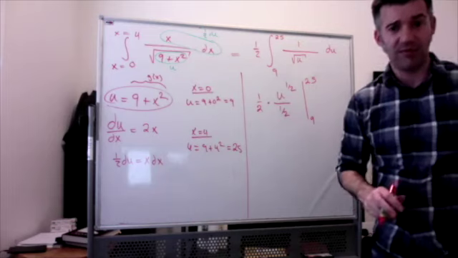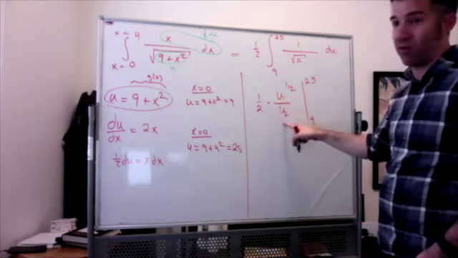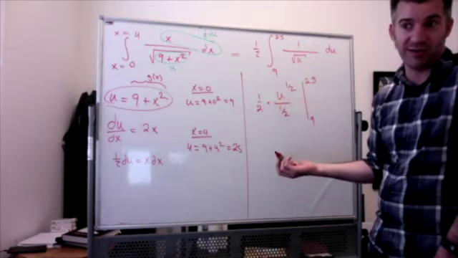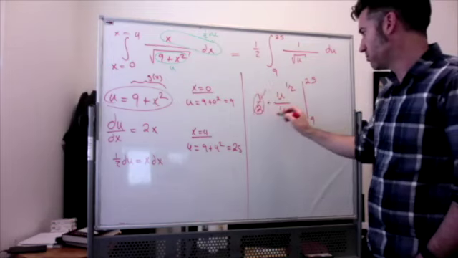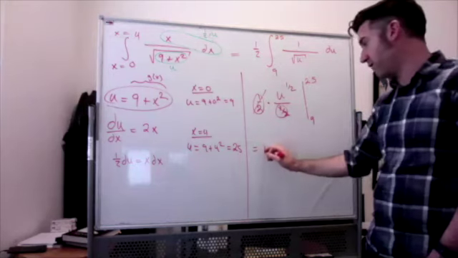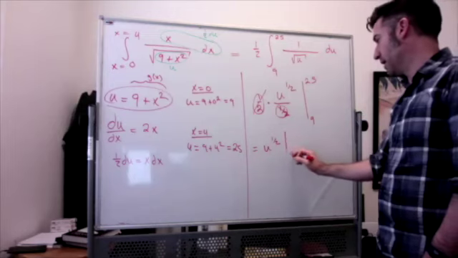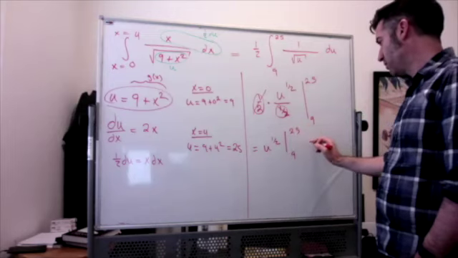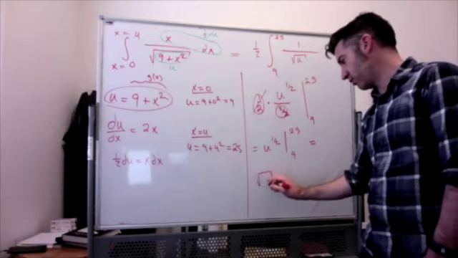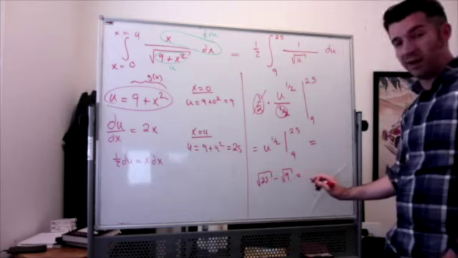I would probably simplify just a tiny bit first. And the nice thing here is that 1/2 divided by 1/2, or 1/2 times 2, cancels out and you just get 1. So this is literally just u to the 1/2, or the square root of u, from 9 to 25, which is going to be the square root of 25 minus the square root of 9, which is 5 minus 3, which is 2.